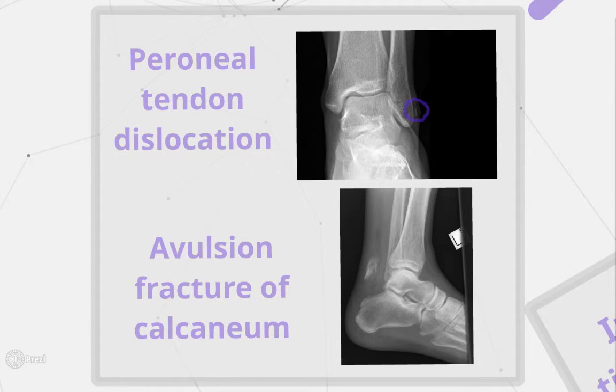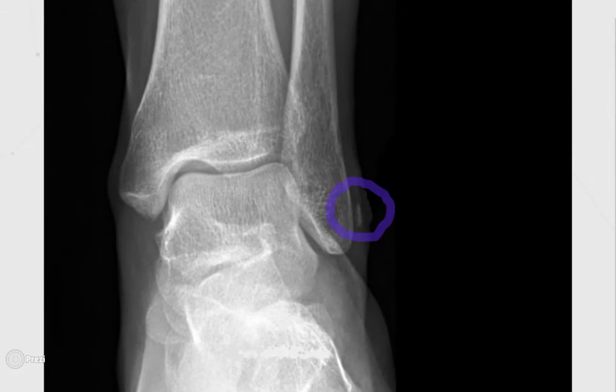Strain on side-to-side movements can cause dislocation of the peroneal tendon. Patients often hear a snap when the injury occurs. Peroneal tendon dislocations are associated with avulsion fractures of the retinaculum. A tiny bone fragment is seen lateral to the lateral malleolus on X-ray.